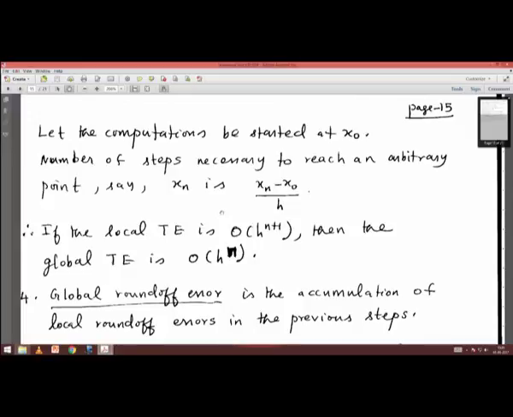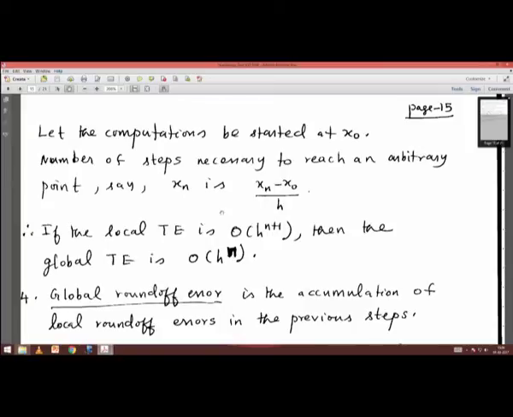So, where do you start your computation? You start your computation at some initial point x naught. Why? You want your solution curve to pass through the point x naught comma y naught. So, you start your computation at this point because your curve passes through this point, y of x naught equal to y naught, and now you move to the next point which is x naught plus h. Alright. So, you have moved one step, and at this step you have a local truncation error.